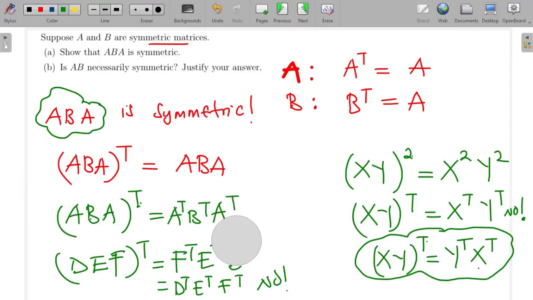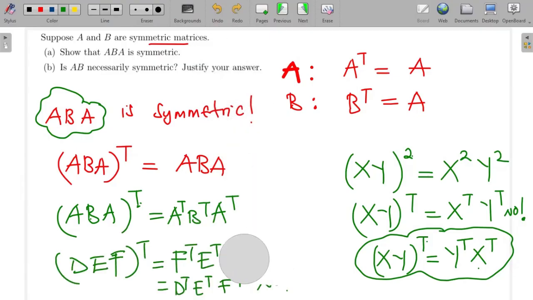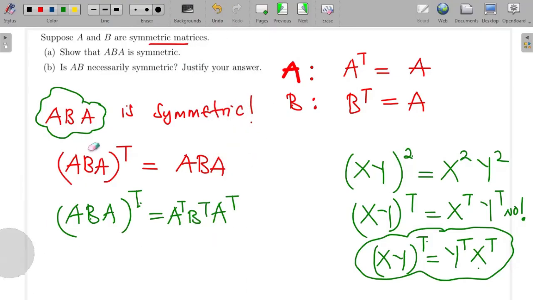So I hope you've gotten the concept there. They like bringing this concept, so make sure you understand it fully. The transpose of a product, whatever the English is there. So this is what I get when I distribute the transpose to this.